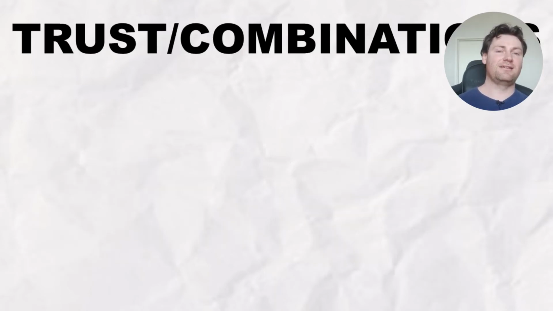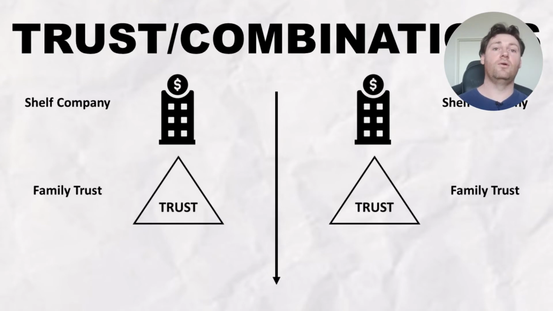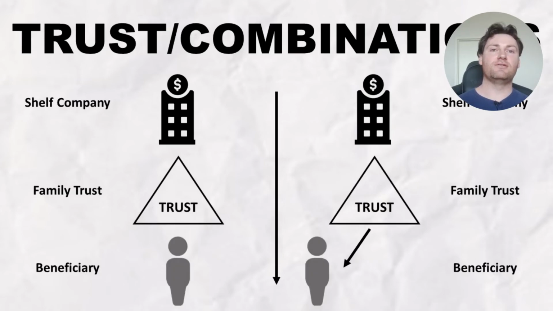The last thing that you need to know is that you can have a combination of these structures in order to purchase real estate. The combinations are quite interesting. So I'm just going to run you through what a typical trust structure would look like. You would start with a shelf company, as you see here. The shelf company owns a family trust, or in this case, the family trust acts on behalf of the shelf company. The trust itself purchases real estate, and when it purchases real estate, any income or profit it makes is distributed to the beneficiaries, you, the individual.